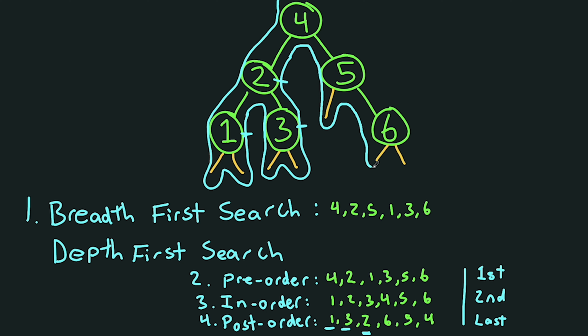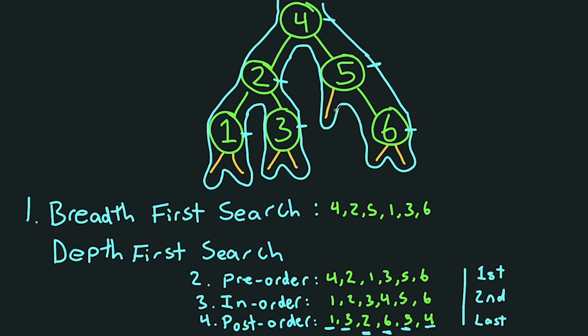We pass 6 for the first time. Check 6's left and right nodes. Then we pass by 6 for the last time. We pass by 5 for the last time. And then we pass by 4 for the last time. And that is the order in which we process the nodes.